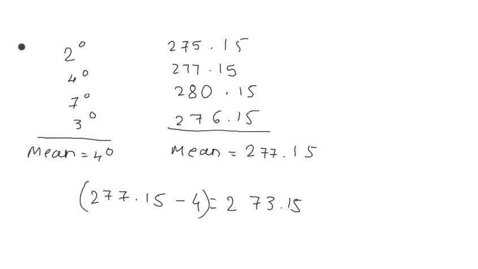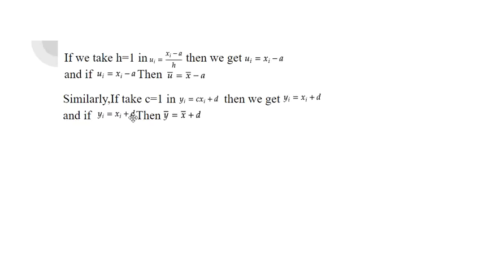Earlier we have seen the statement that if I add some constant to each observation, then the new arithmetic mean is the old arithmetic mean plus that constant. That means in the final answer the new mean will also be increased by that constant. You can see this in the example.